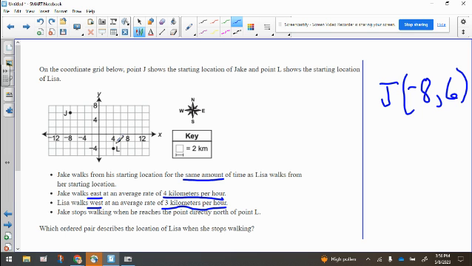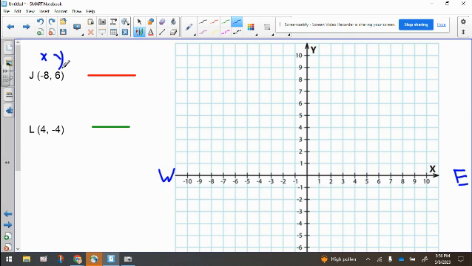And Lisa's is a little more obvious because the numbers match up. It's over 4, so the x is 4, and the y is -4. So I've rewritten those coordinates right here. Here's Jake, -8, 6, and Lisa is 4, -4. Let's plot those on this coordinate plane. If we go left 8 and up 6, that puts us right here for Jake. And if we plot Lisa, we go over 4, down 4, and let's plot an L.